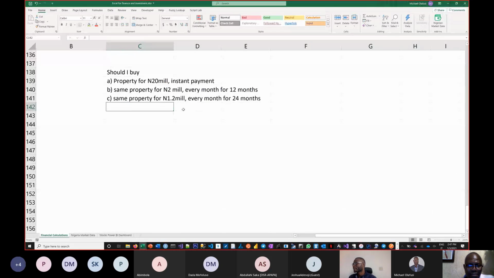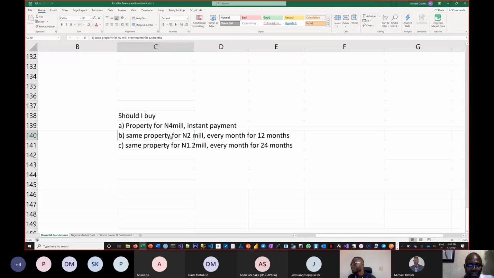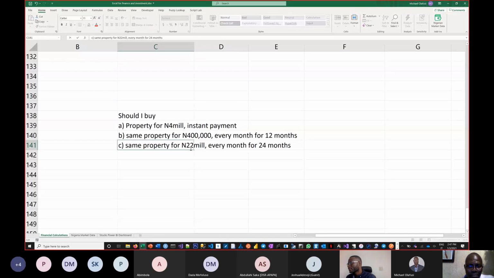So if you have this, now let me even try and bring it a bit closer to most of what is marketed to us. Sometimes the values are a bit more affordable. So it could be like the property is 4 million naira instant. But then if you want to spread payment, you could pay at 400,000 every month, or you could pay at 220,000 every month, for the next 12 months. Okay, so which of them should you buy?